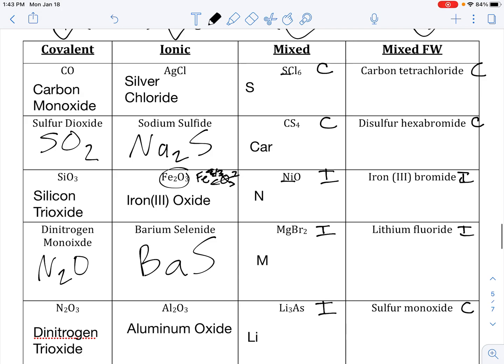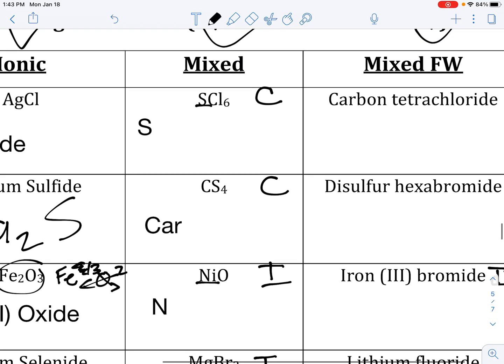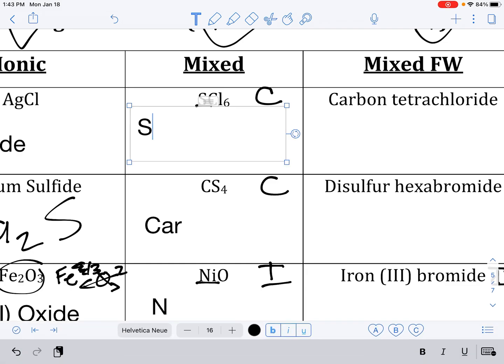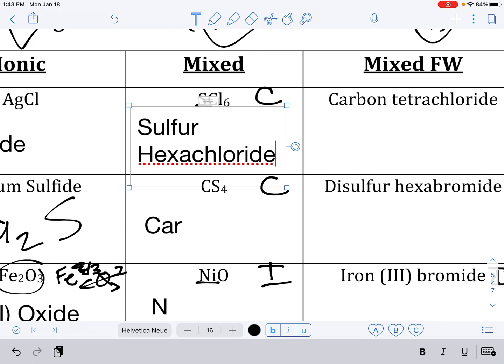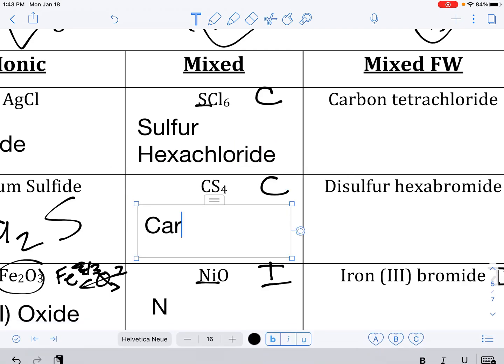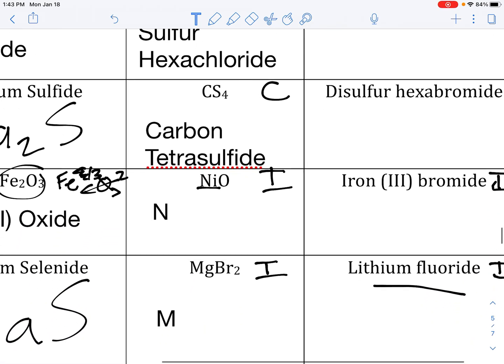Okay? Now, these mixed ones over here I've already decided as ionic or covalent. So let's go through the mixed naming first. So this is prefixes, because it's covalent, sulfur, and then 6 is hexachloride. Remember, the only time I don't use a prefix is when I have one of my first elements. So again, I don't say monocarbon, I just say carbon. In this case, it's tetrasulfide. Second element gets an IDE ending.